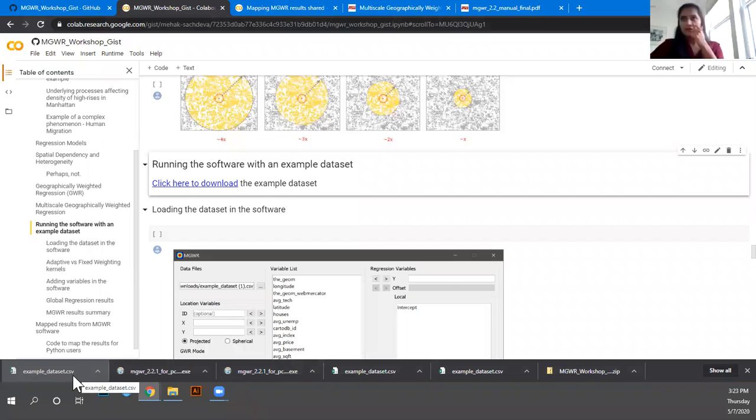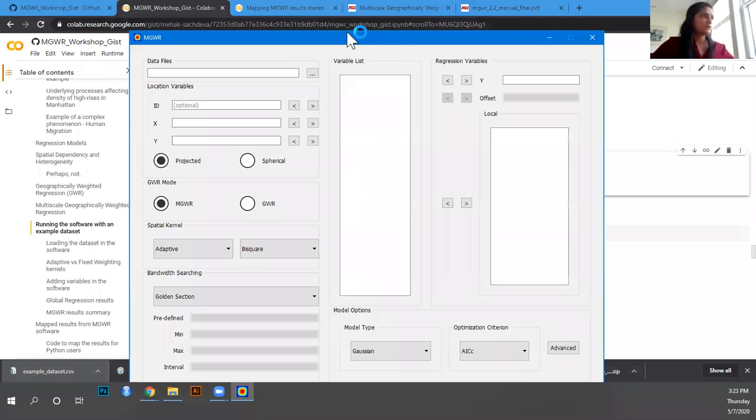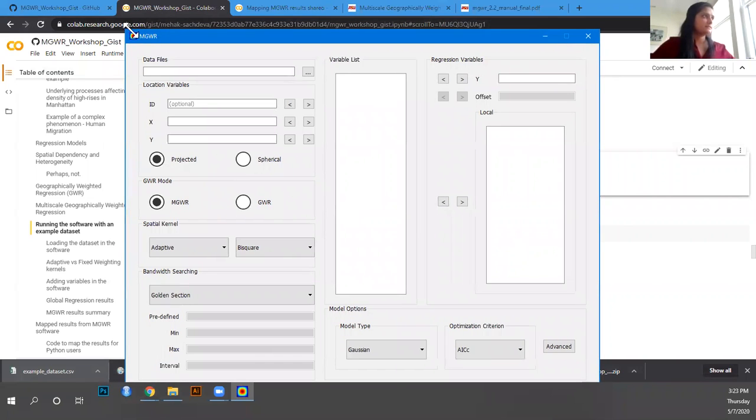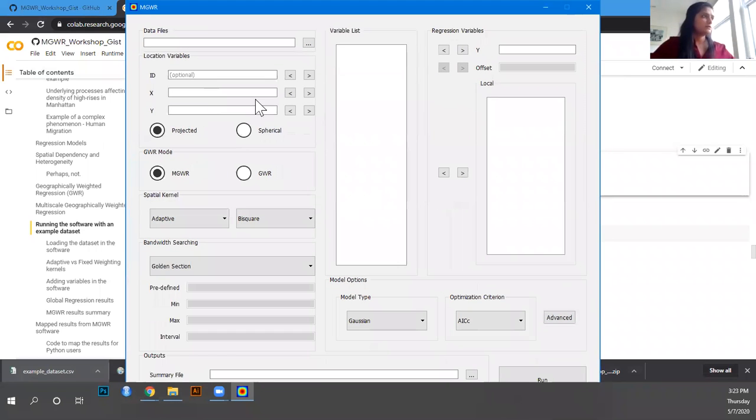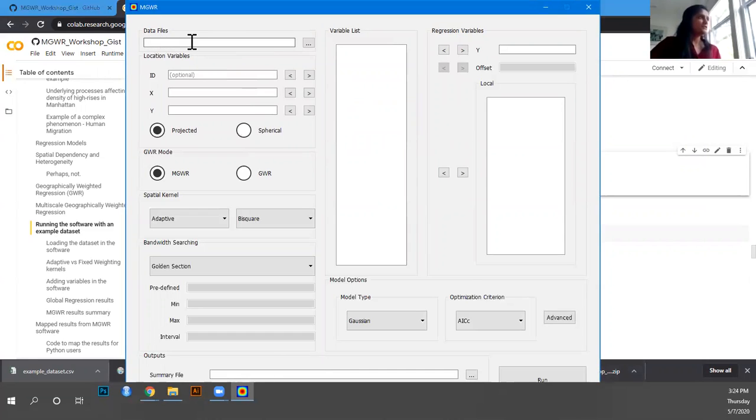Everyone should have gotten this, and now I'm going to run the MGWR software, and you should see that on the screen in a minute. If you run the MGWR software, you will see a window something like this. I'm just going to reduce it in size. I don't know why I can't reduce it now. Okay, well, this will work. This is a very intuitive and simple GUI version of it, so this should be fairly straightforward.